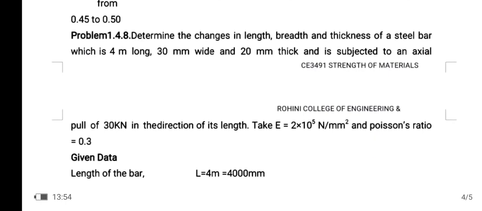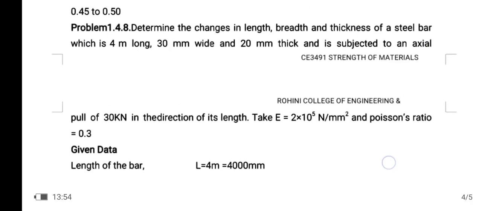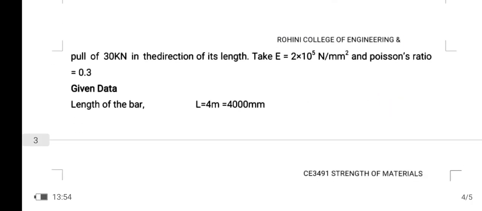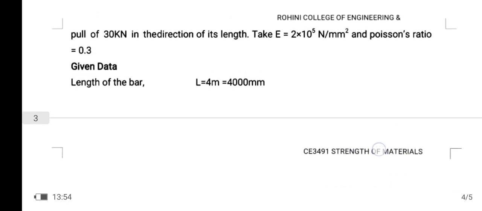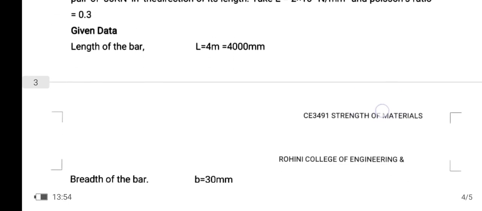And problem: determine the change in length, breadth and thickness of a steel bar which is 4 meter long, 30 mm wide, 20 mm thick, and is subjected to an axial pull of 30 kilonewton in the direction of its length. Take E is equal to 2 into 10 power 5 Newton per mm square and Poisson ratio is equal to 0.3.